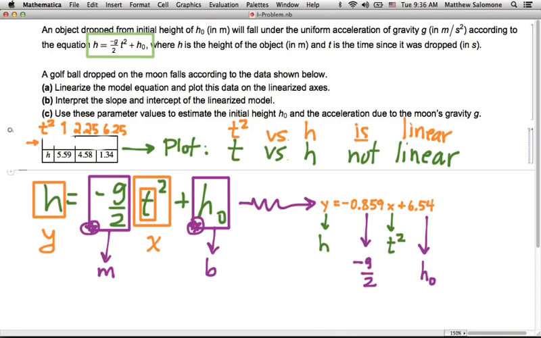See how that works out? Because of how we matched up our model equation to its linearized form over here on the left, that tells us how to interpret everything that's come out on the right. And we can use that correspondence to find out what is the value of g in this model and what is the value of h naught in this model, just by solving for the relevant parameters.